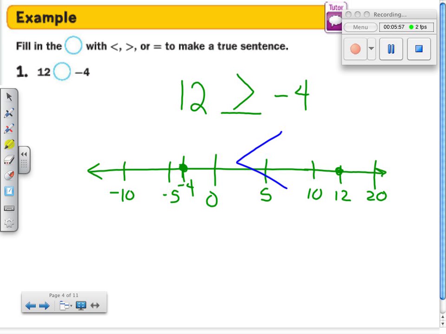Notice the small part of the arrow is pointing to the number that has less value, and the big part of the arrow is pointing to the number that has greater value.